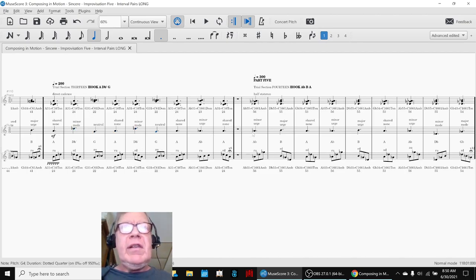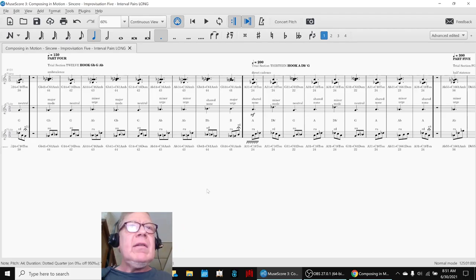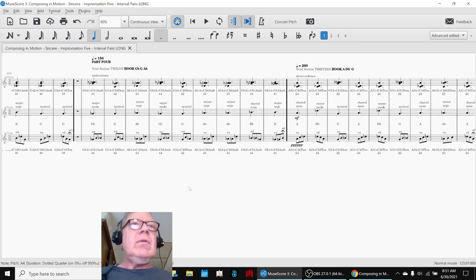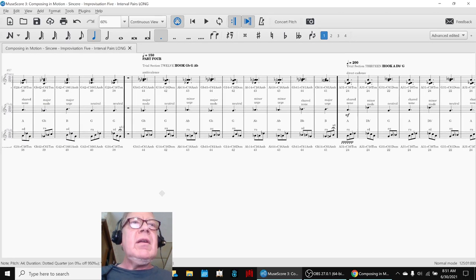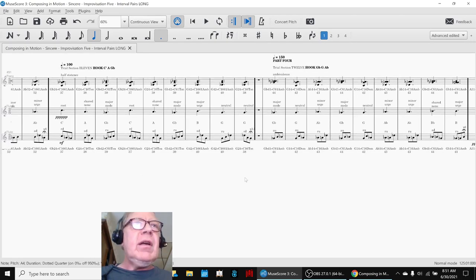That's A, D flat, G. A flat, B, A. So even with a scale that seems to have a lot of discordant chords in it, we could get some really, really pretty things in there.